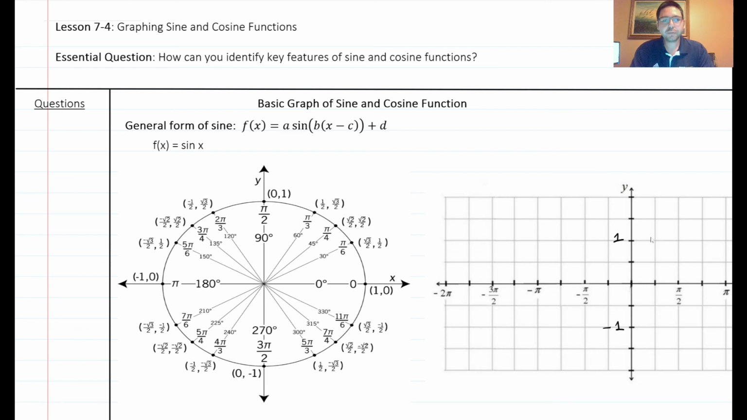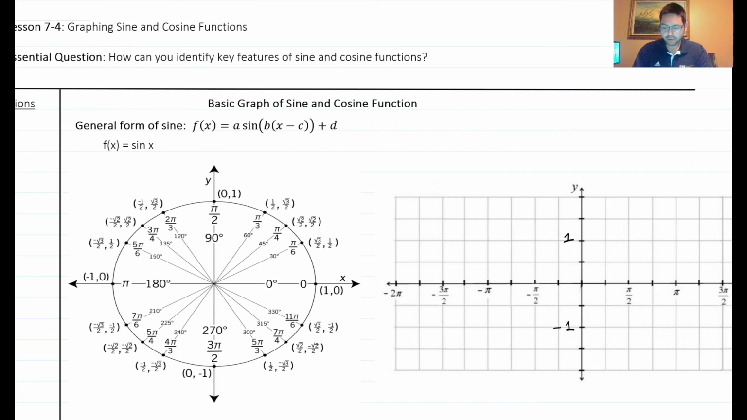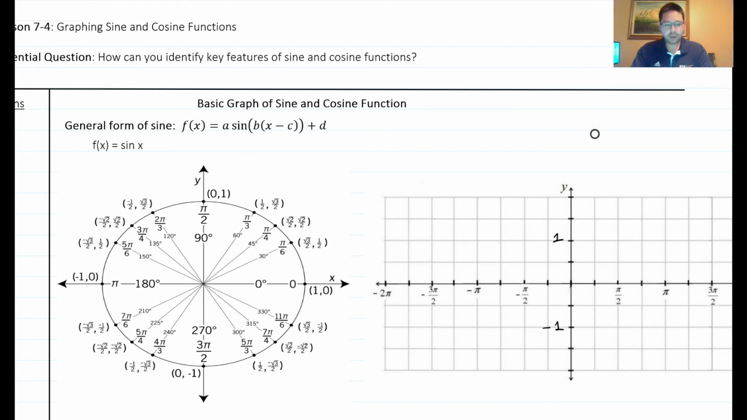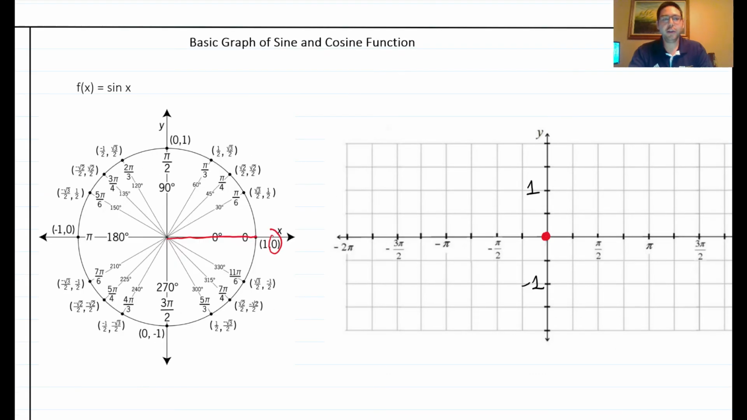Okay, so first off, remember that in the unit circle, the sine represents the y coordinate, and the cosine represents the x coordinate on the unit circle. So what we're going to do is we're going to actually do a graph. So let's go ahead and get started. So let's suppose that you started at 0 degrees. Then the y coordinate at 0 degrees is given by 0, right? Because the coordinate is 1, 0.